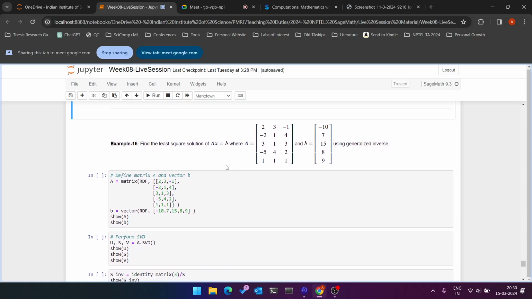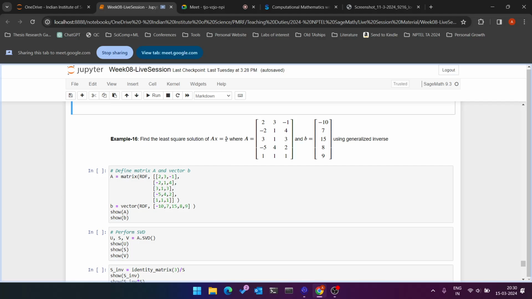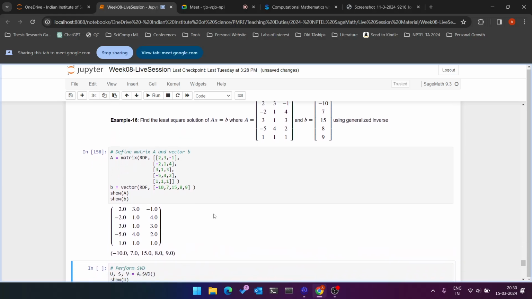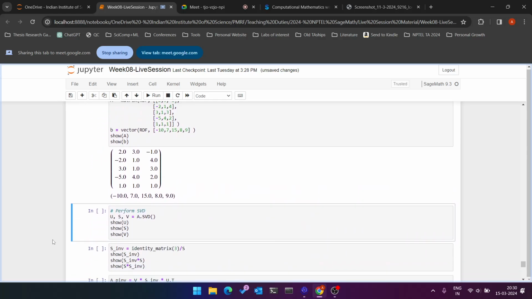Next, we have been asked to find the least square solution for Ax equal to B using generalized inverse or pseudo inverse. So A is a 5 by 3 matrix, B is a 5 cross 1 vector. We have been asked to calculate the generalized inverse and find the solution X for Ax equal to B using it. We define matrix A and B using RDF respectively. So the entries have been filled out, and if I just show A and B, this is how they look like. So we have defined it.